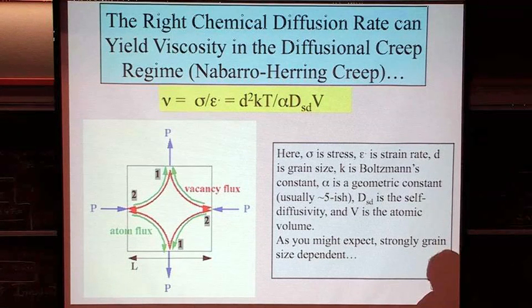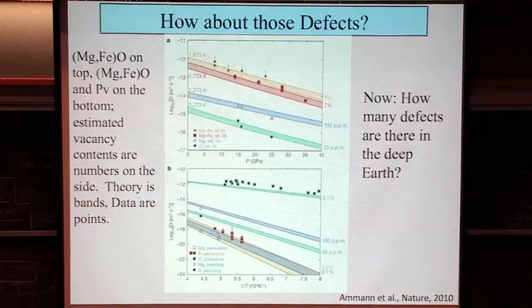Well, how about those defects? Okay. This is probably one of the most nightmarish figures I've seen in a while. Because what this is, is the log of chemical diffusivity versus pressure. Some experimental data primarily from Jim Van Orman's group up here.